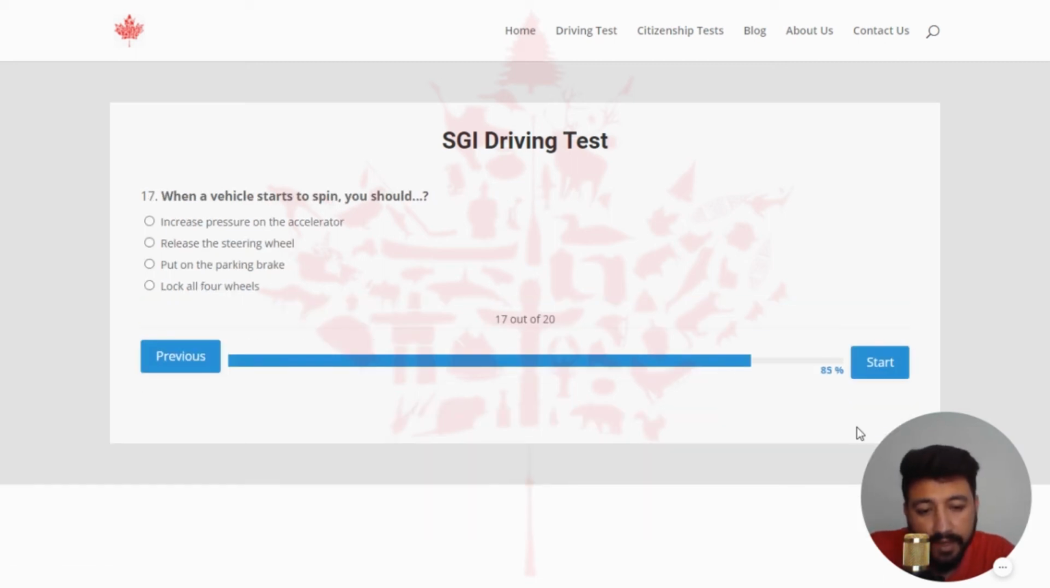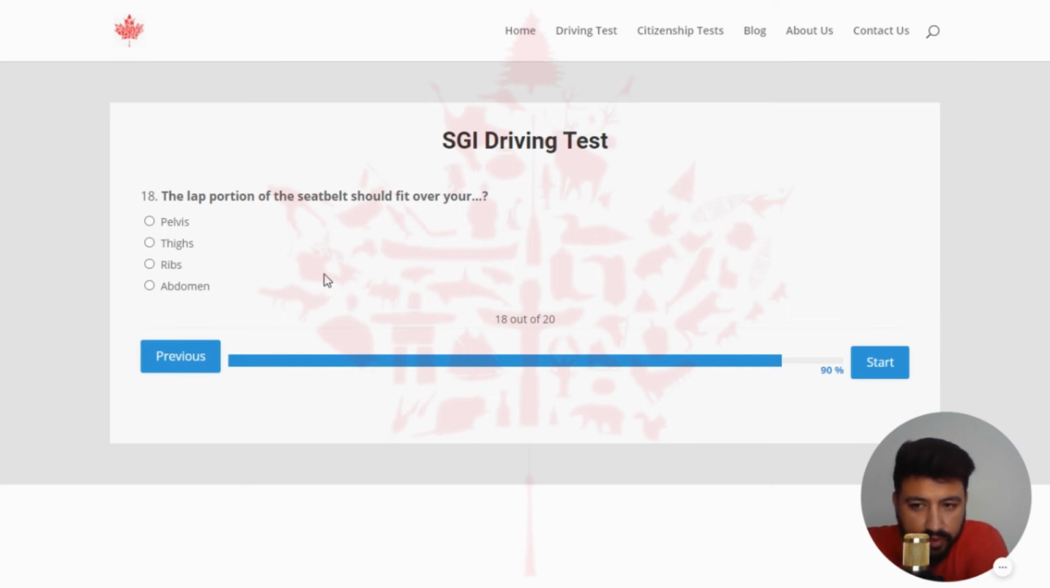Yeah, next. When a vehicle starts to spin, you should. The right answer of this question is lock all four wheels. So let's click on the last one. Next, the third last question of quiz number 3 is: the lap portion of the seat belt should fit over your. The right answer is pelvis. So I'm going to click on the first one.